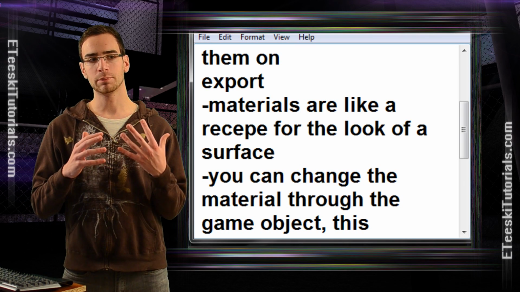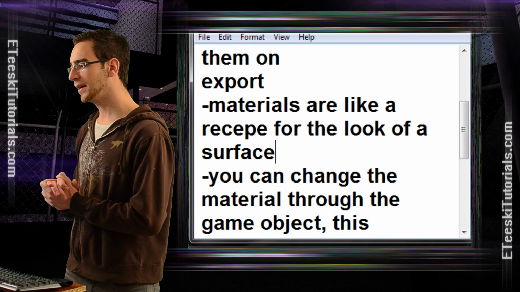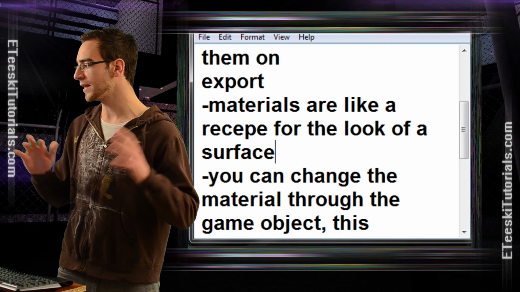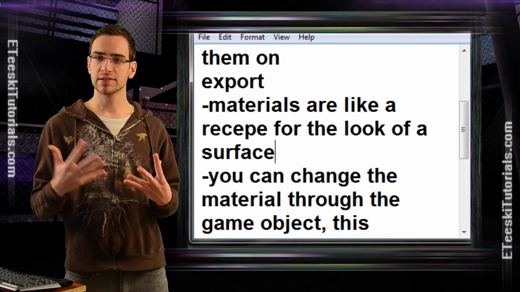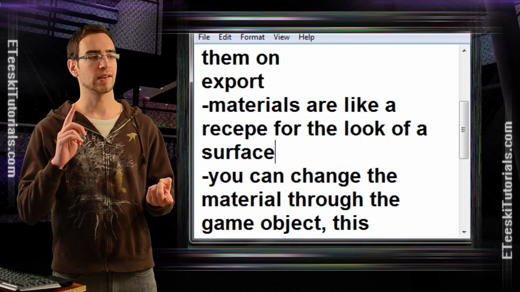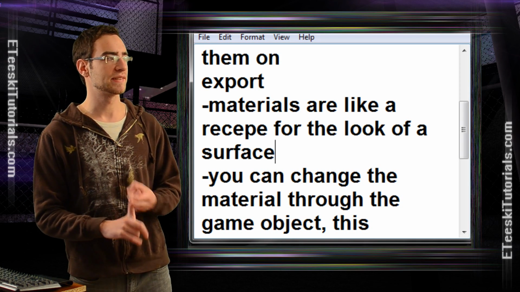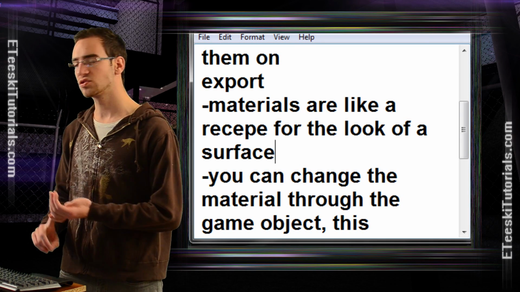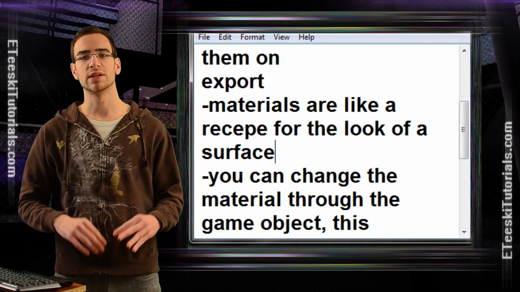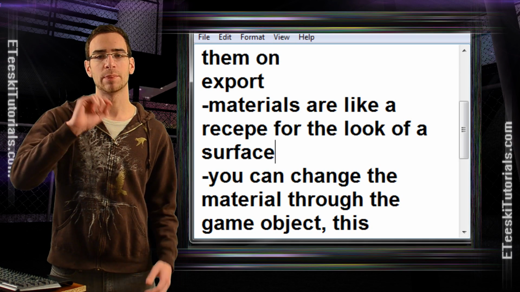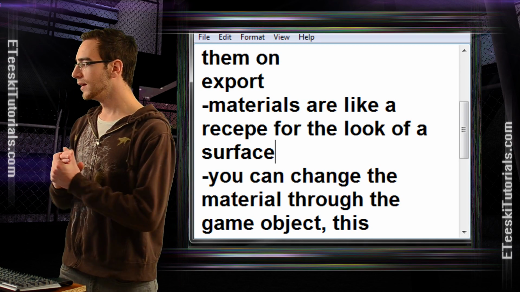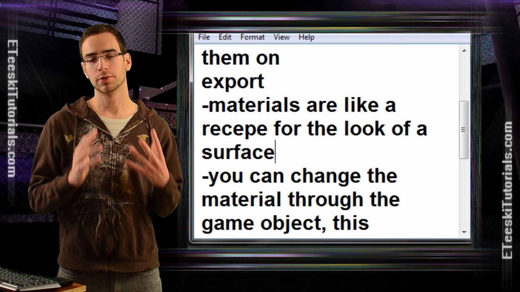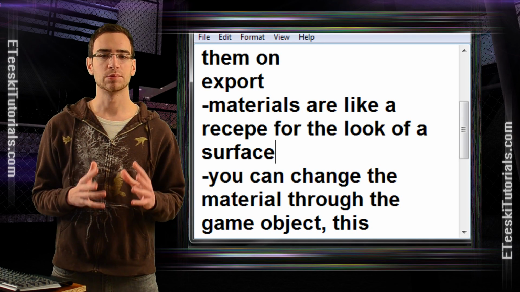So materials are basically a file type. I think it's .mat, but I could be wrong. But anyways, materials are basically a file type, just like a prefab, just like a scene, kind of like a texture, kind of like a script. Basically, in your project window, it is something that you can drag and drop and put into any file that you want. So yes, materials are basically a recipe for what the surface of an object is going to look like.